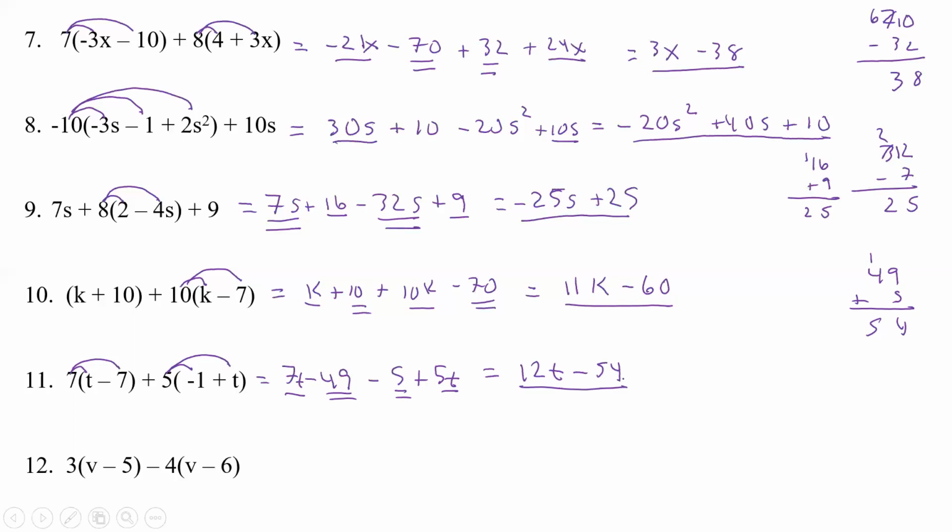Okay, what about the last one? Well, again, we're just distributing first to get rid of all the parentheses so we can add terms. So that's going to give us 3v minus 15 minus 4v plus 24. Well, that's a like term. That's a like term. 3 minus 4 is going to be a minus v. Minus 15 plus 24 is going to be plus 9. Okay. And then that would be our solution.